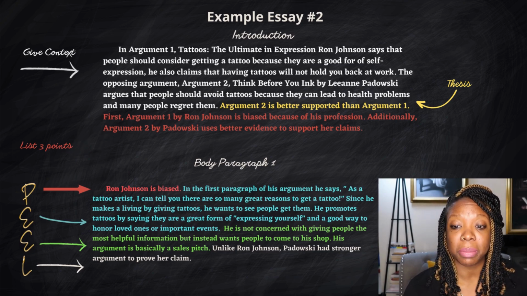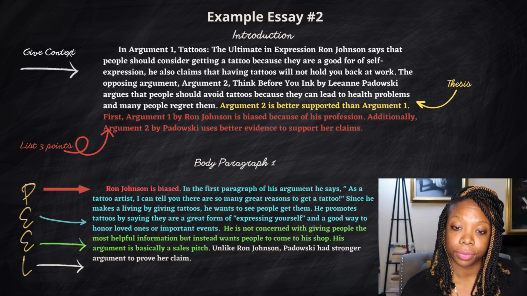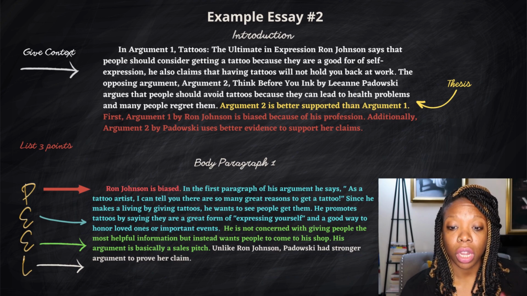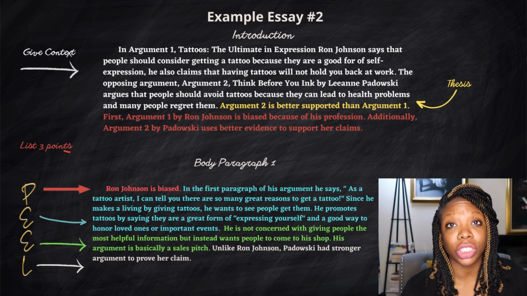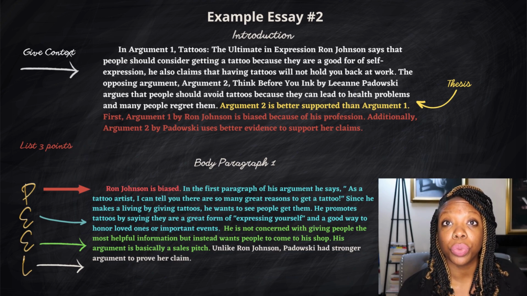Argument 2 is better supported than Argument 1. First, Argument 1 by Ron Johnson is biased because of his profession. Additionally, Argument 2 by Podolsky uses better evidence to support her claims. Here we show 2 reasons.